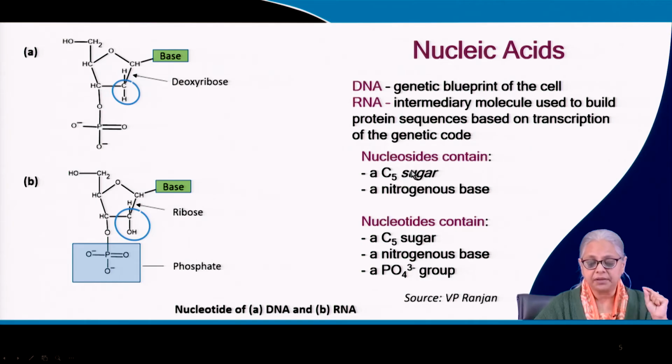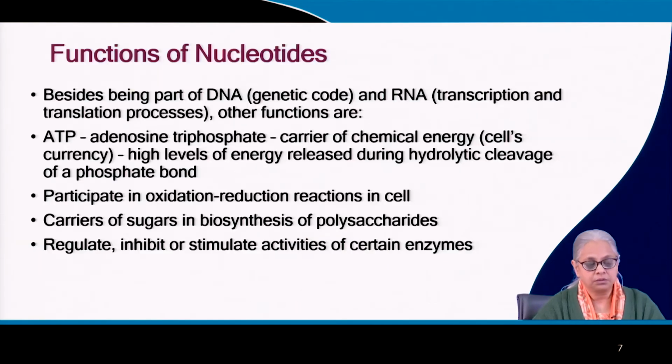What is a nucleoside? A nucleoside has only 2 parts. It has a sugar and a nitrogenous base. So the sugar and the nitrogenous base, the two of them are called nucleosides, and a nucleotide is the sugar, the nitrogenous base, and the phosphate. So all 3 of them together are the nucleotides. And let's go to the next one.